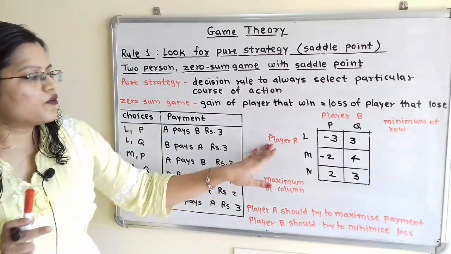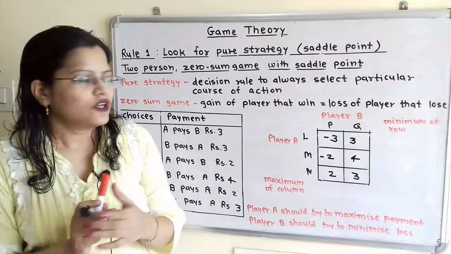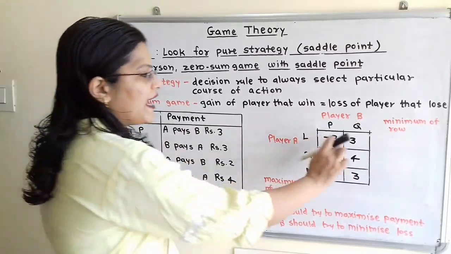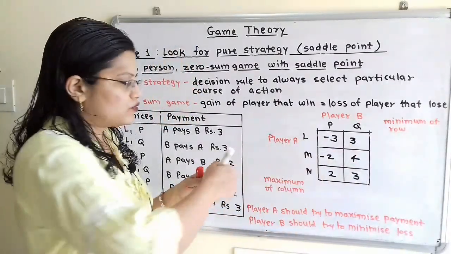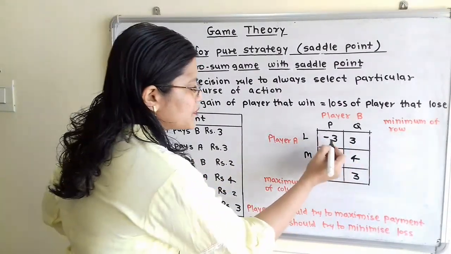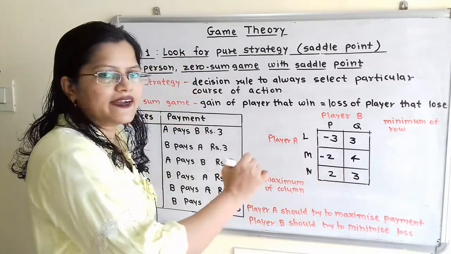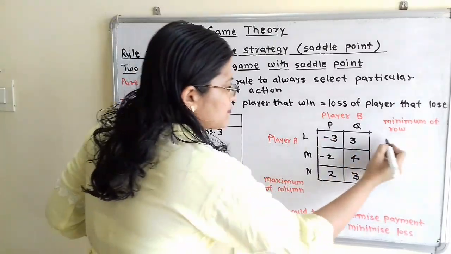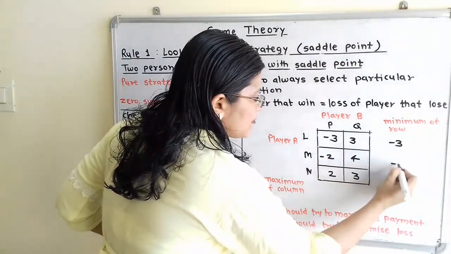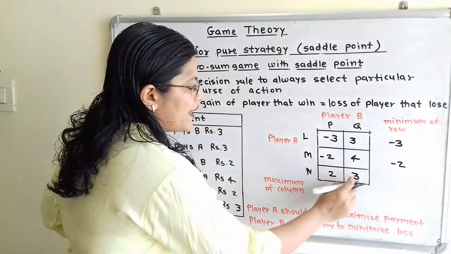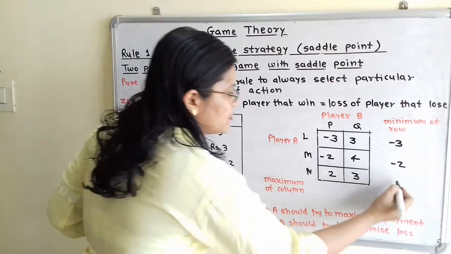So now we will move for the first player A. So for the player A, we have to select the minimum values and those values will be payment. So what is the minimum value? So in between -3 and 3. So minimum is -3. Then -2 and 4. Minimum is -2. And 2 and 3. So here minimum is 2.